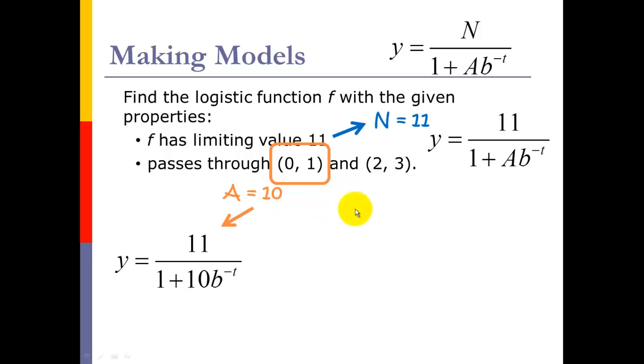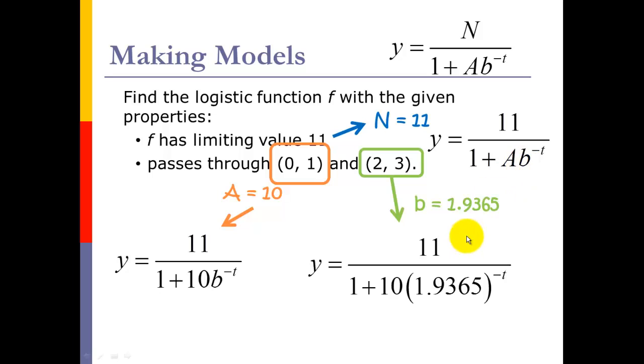Then we plug that 10 in. For our next piece, let's use the other data point. When I plug in 2 for the t value and 3 for the y value, I end up getting b equals 1.9365. That's approximately our b value. Then we can plug that b value in there, and we have our model. Now you might be asking yourself, where'd you get the b? How did it turn out to be 1.93? Let me take a moment to show you.